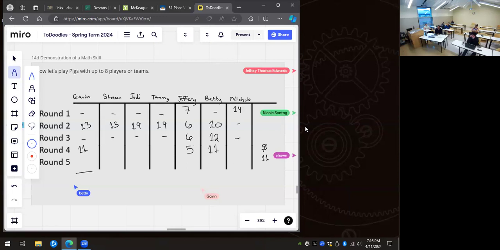So far, Gavin has a total of 24, that's not bad. And Betty has a total of 33, so 33 is the number to beat. If you can't beat 33, Betty's gonna win. Okay.